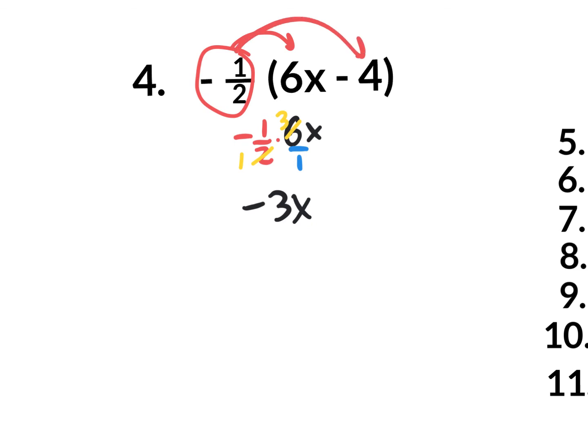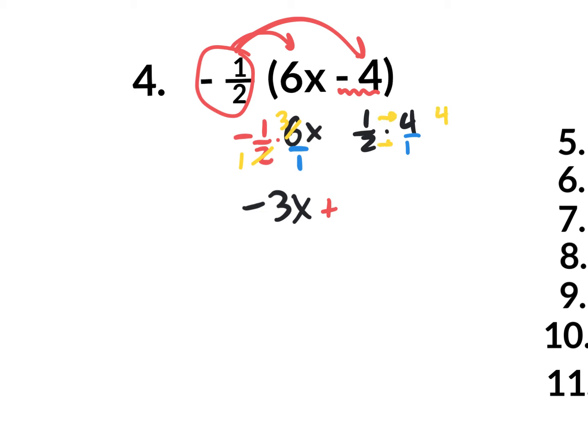Negative half times negative 4, right? Include that minus sign, pretend it's a negative. Negative times a negative is a positive, okay? So if you want, you could just put a plus sign right here because we know it's going to be positive. But I'm going to show my work. What is 1/2 times 4? You could put the 4 over 1, and you could reduce first and then multiply, or you could multiply first and then reduce. I want to multiply this time.